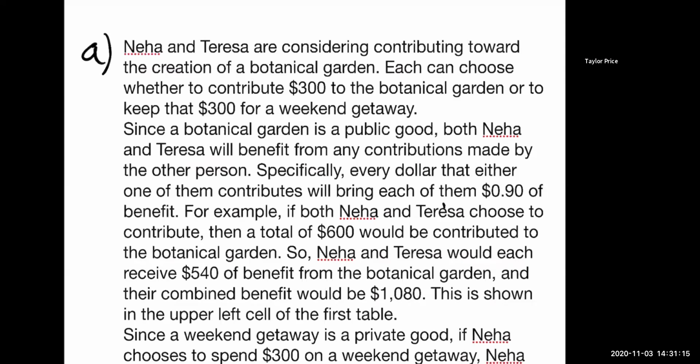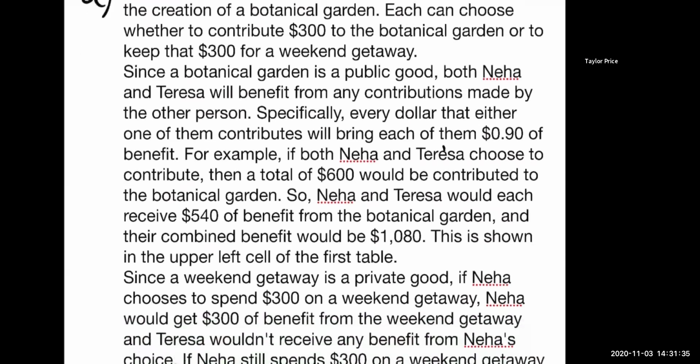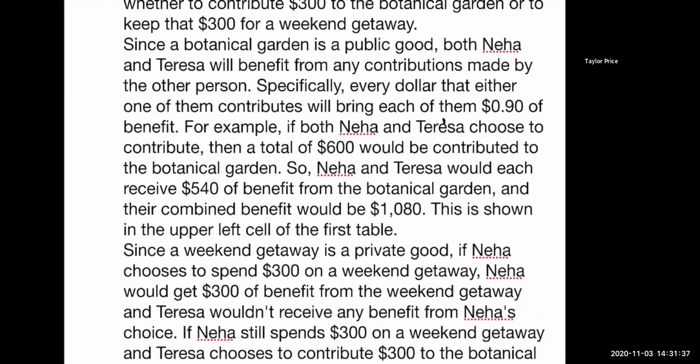So the first thing we need to know is that each individual can choose whether they're going to contribute $300 to the botanical garden or keep $300 for a weekend getaway that they're going on. Because the botanical garden is a public good, both individuals will benefit from any contribution made by the other person. Specifically in this instance, every dollar that either one of them contributes will bring each of them 90 cents of benefits. So there's a pretty significant multiplier effect for the benefits that each individual will get.